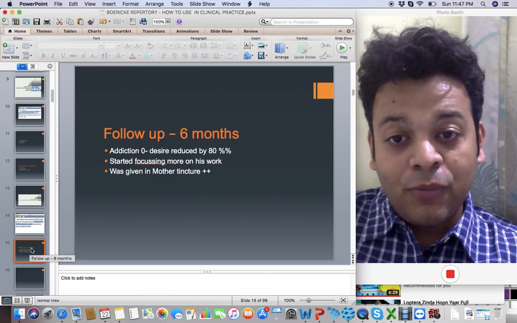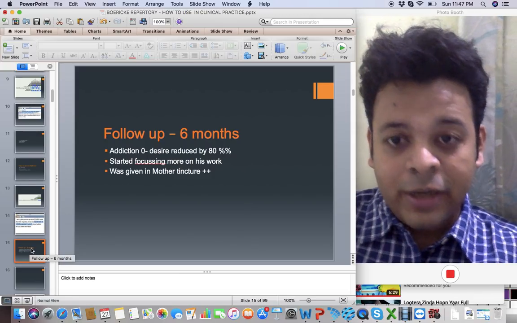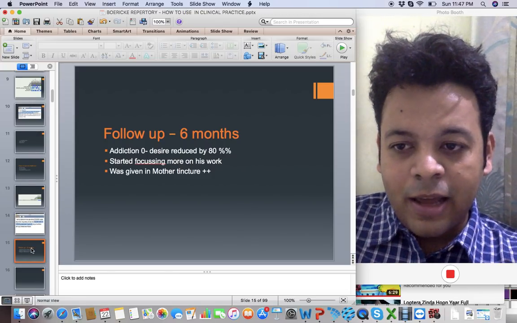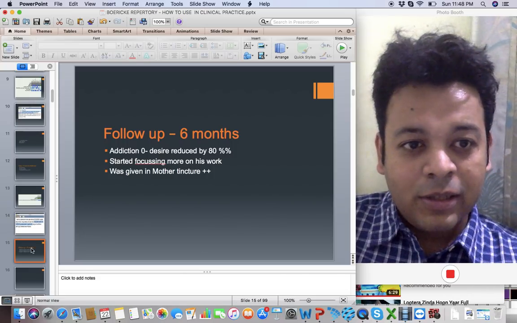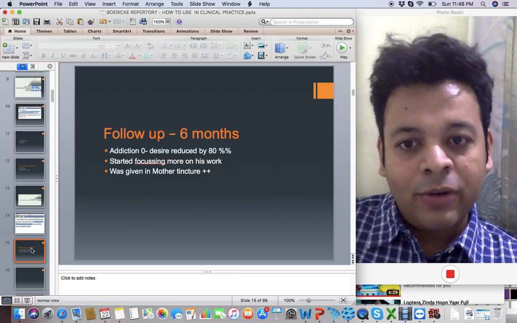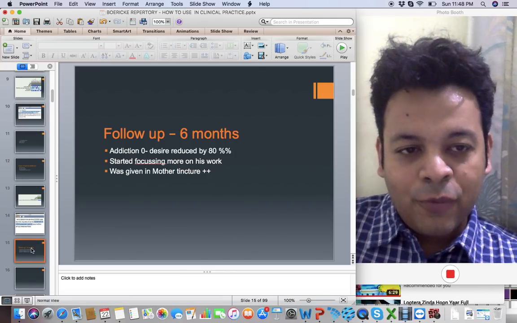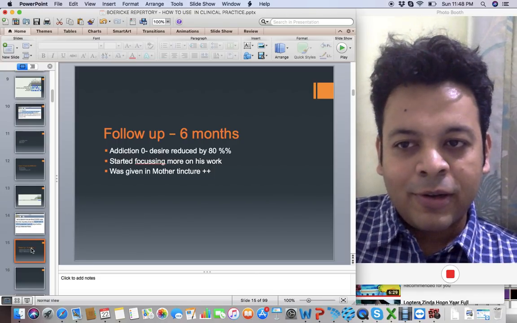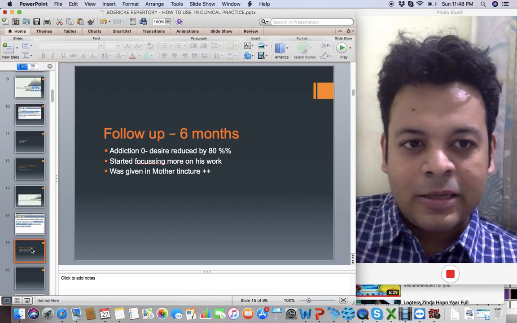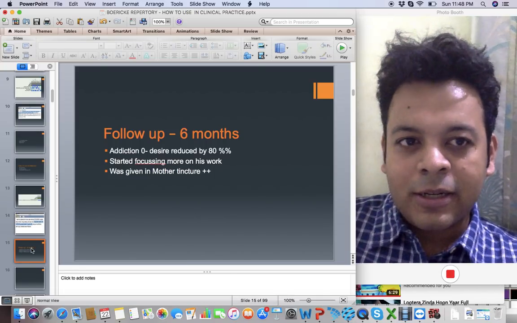Slowly, steadily, this is our follow-up. After 6 months, his desire has reduced by almost 80%. Previously, the entire day he would be in a bar. He used to go to a desi bar and drink the entire day. He started working on his own. So he now has Quercus glandulus spiritus, 4 drops in half a glass of water daily for the past 6 months, and he's remarkably better. These are the remedies which we need to learn as well.